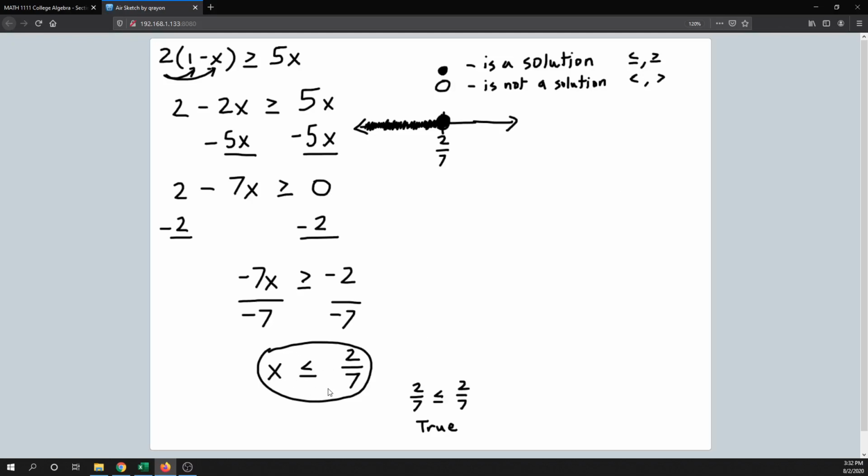All right, so here's the solution. This is in inequality notation, and here is the graph of the solution. In the next video, we will talk about interval notation, and then we'll do some examples.